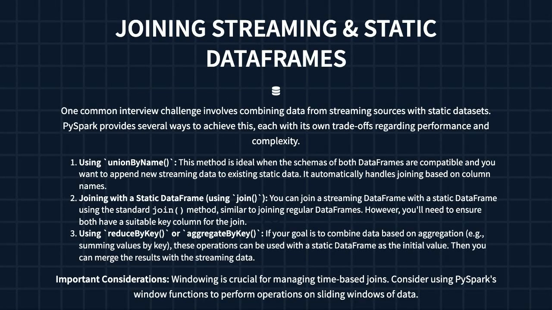Okay, so let's talk about joining streaming and static data in Spark, a really frequent interview question. The key thing to remember is you have several options. First up is union by name. This is fantastic when your static and streaming data have similar columns, and you just want to add the new streaming records to the old ones.